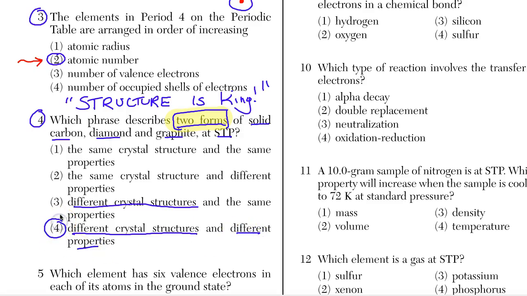Just like you had in AP biology or living environment, when you have enzymes of different forms, they will have different functions or different active sites. So very important. Structure is king. Change the structure, you change its chemical and physical properties. Now that's not listed here, but that could easily have been a question on this Regents. So number 4 is choice 4.